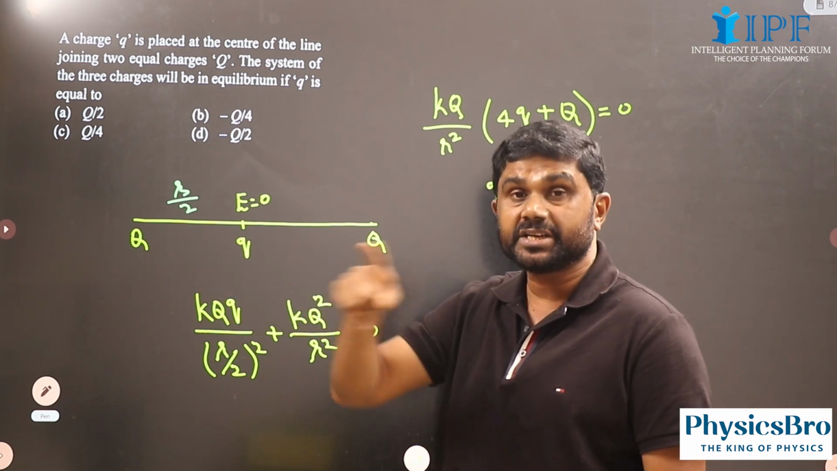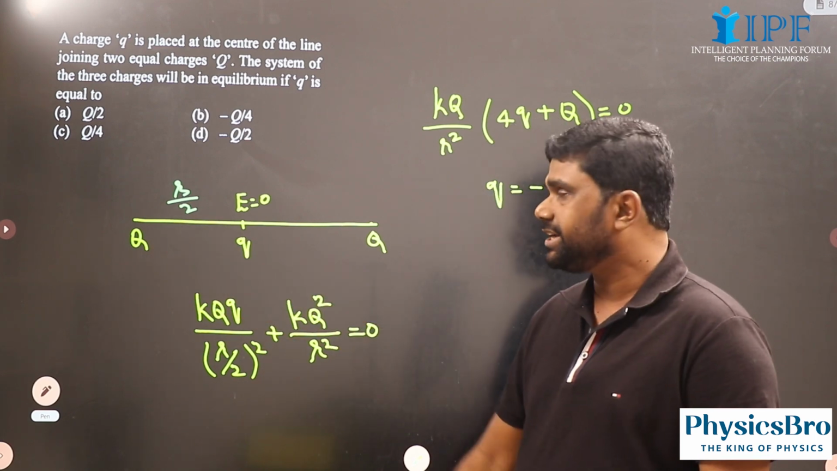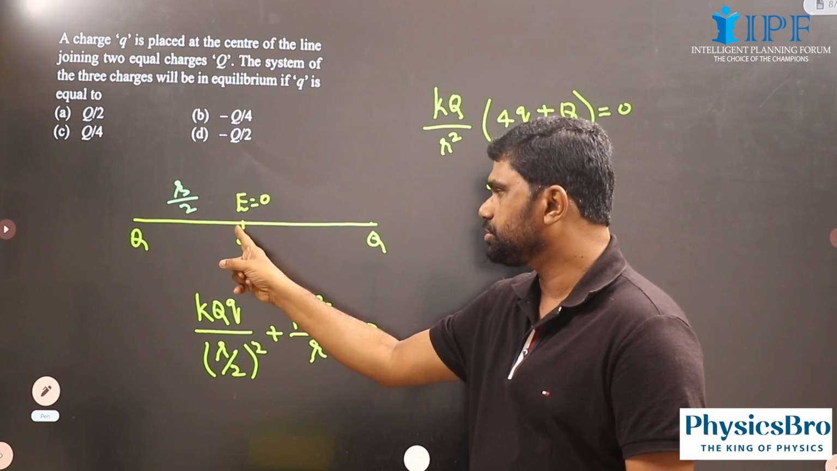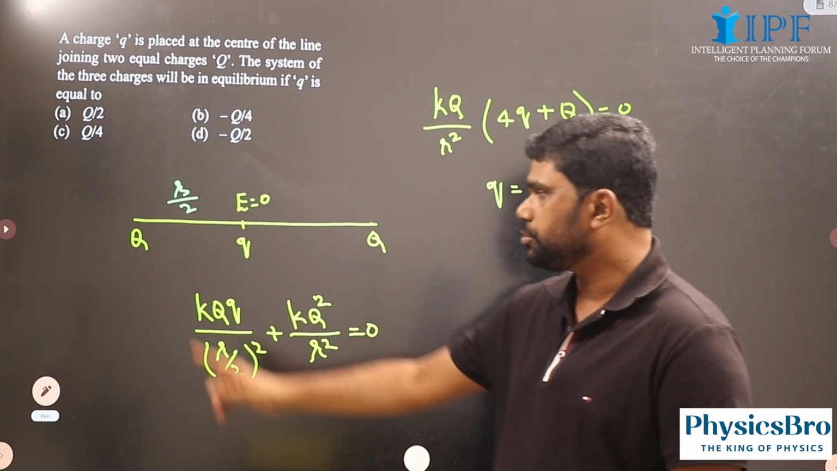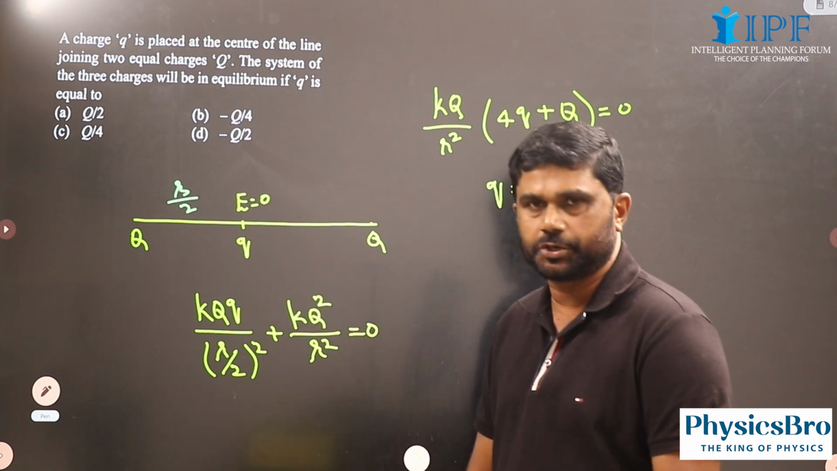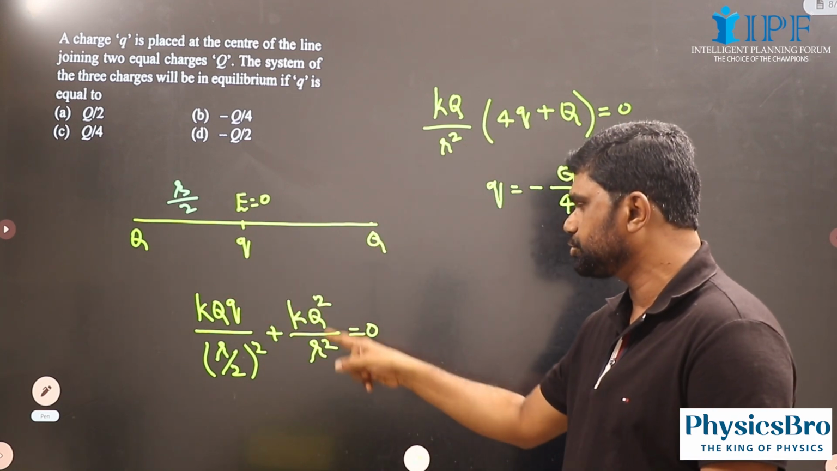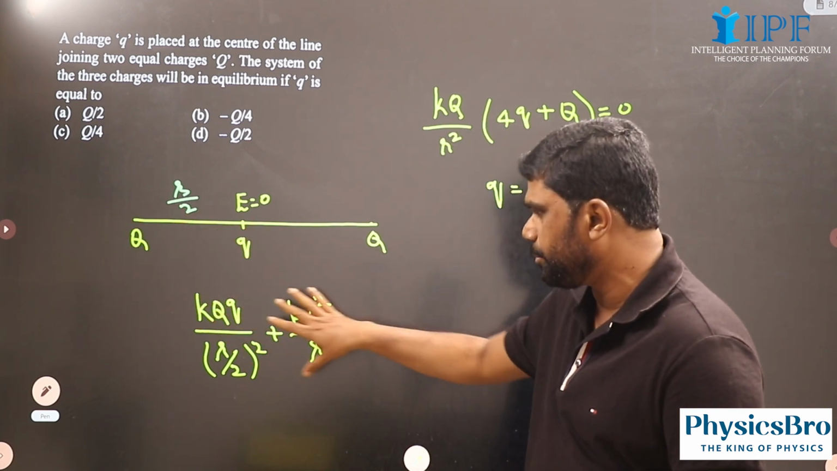Okay, equilibrium means the resultant force on it will be 0. Let's consider this one. The force on it will be K, this capital Q into small q divided by distance r by 2 whole square. The force on capital Q due to the small q. Now the force on this due to this charge capital Q, that is K q square by r square. Okay, the resultant force on this is the sum of these two.